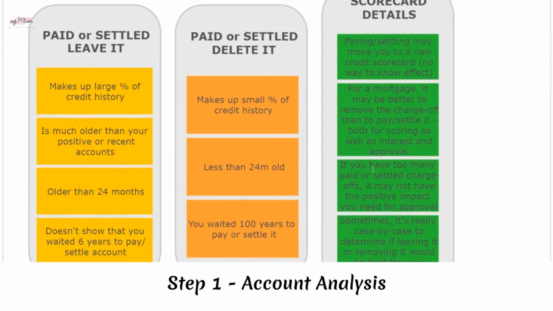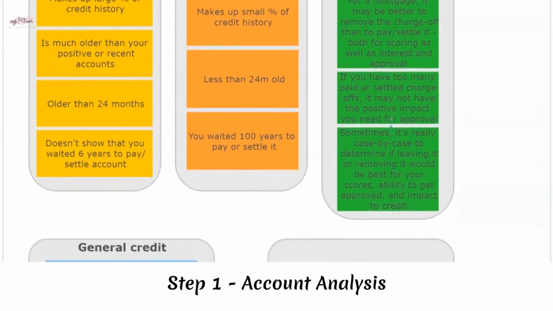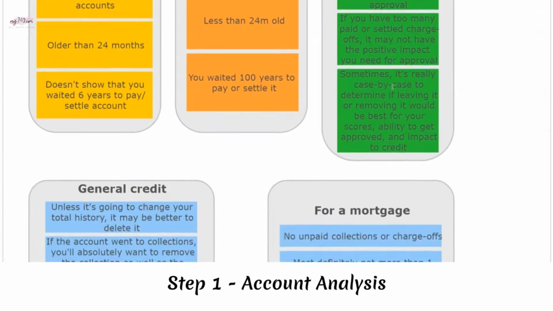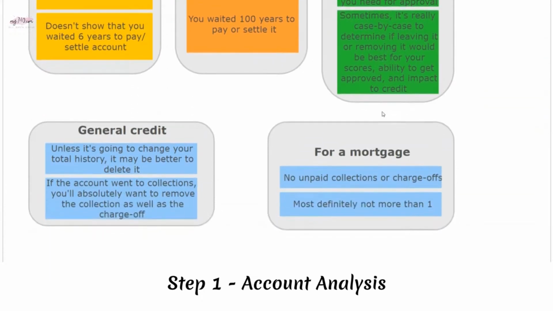And then a couple of notes here: paying or settling may move you to a new credit score card, and we have no way to know the effect. Now, for a mortgage, it may be better just to remove it, both for scoring as well as interest and approval. And if you have too many paid or settled charge-offs, it may not have the positive impact that you need for approval. So really, sometimes it just comes down to a case-by-case basis. But if the account did go to collections, you absolutely want to remove the collection as well as the charge-off.